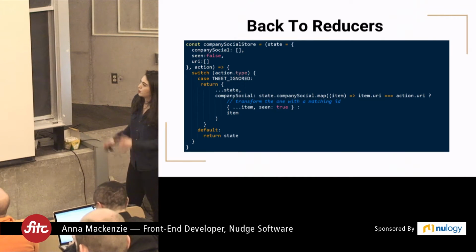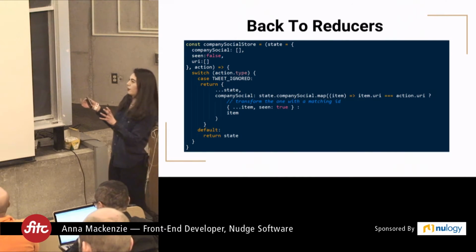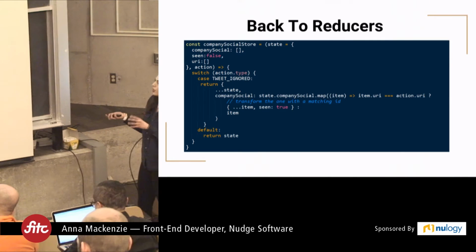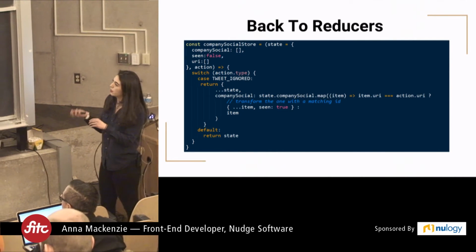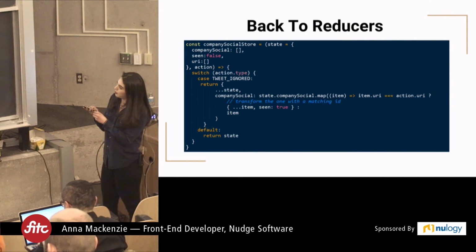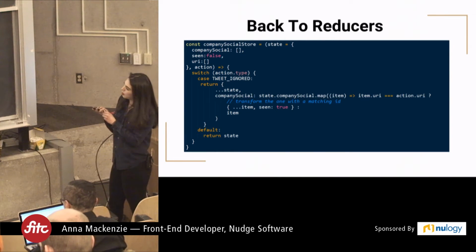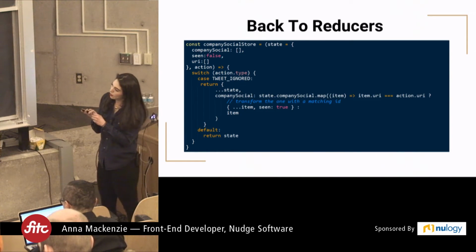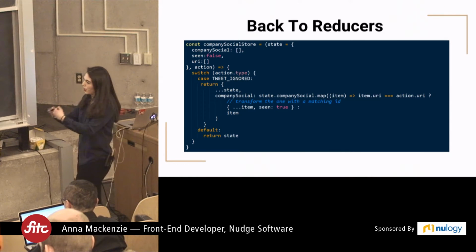Don't worry about what's going on here. I'm going to dig into this a bit later, but I just wanted to give you an idea of what a reducer looks like. You can see at the top that we are taking in state right here. We are entering a switch statement based on the action type, tweet ignored, and then we're doing a bunch of stuff in here that I'm going to talk about later, but just know that this is where we are returning next state.